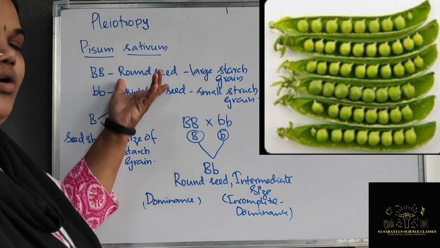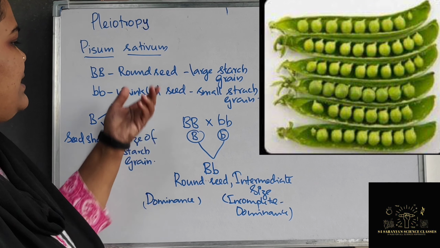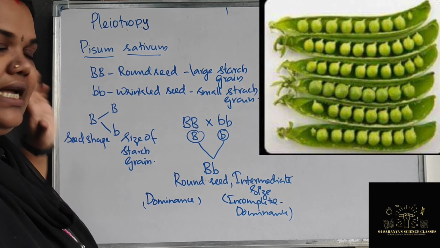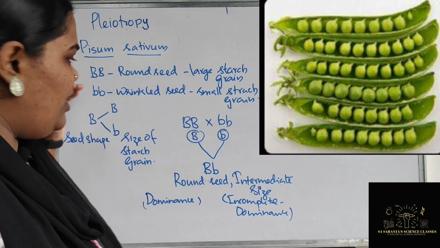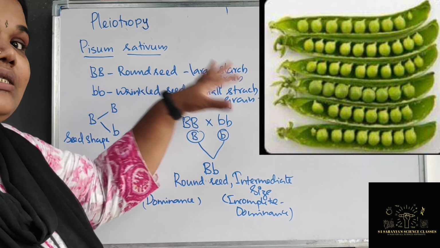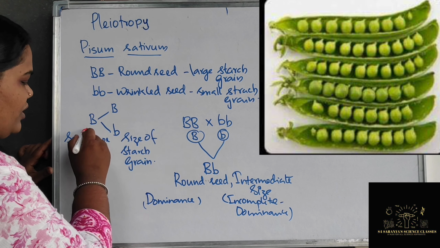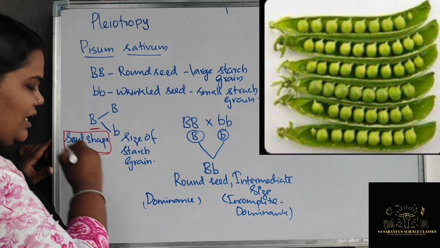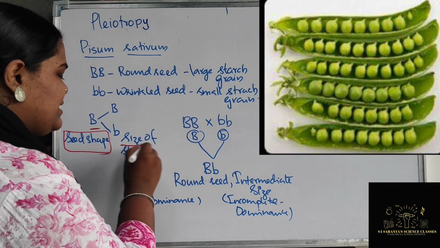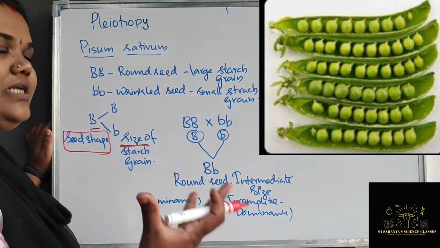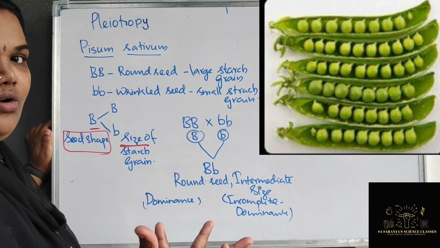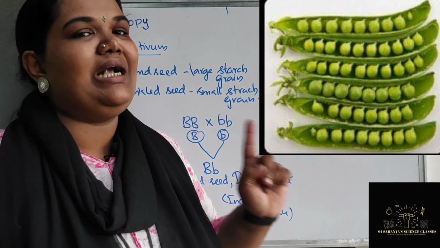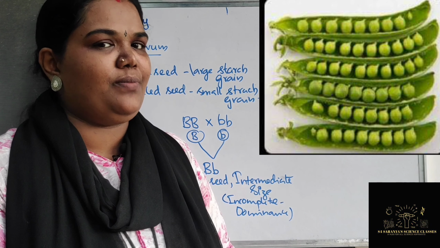Normally any one character, here for example the shape of the seed, right? This single gene, with its different alleles, is actually controlling the seed shape and also the size of the seed, right? That's why I told you, if it is capital B, it can control the seed shape, and along with that the size of the starch, how much starch is inside, is also controlled by the same gene. So if a single gene has multiple phenotypic expressions, then it is a pleiotropic gene.